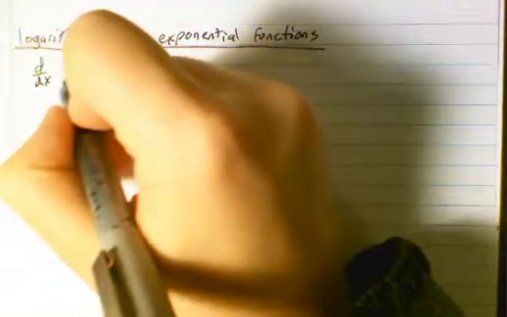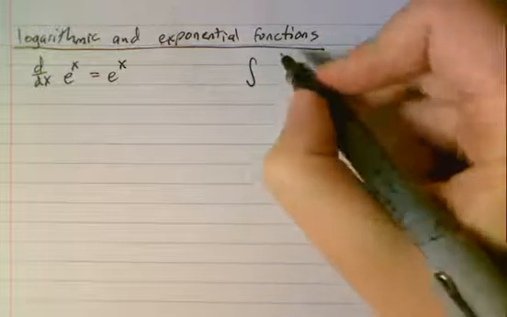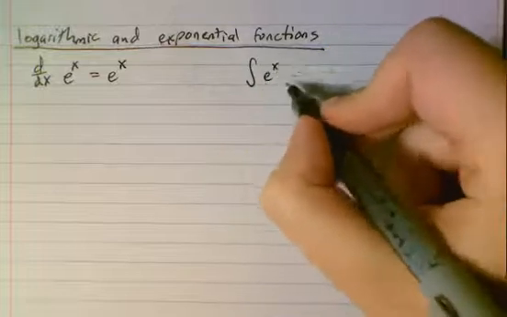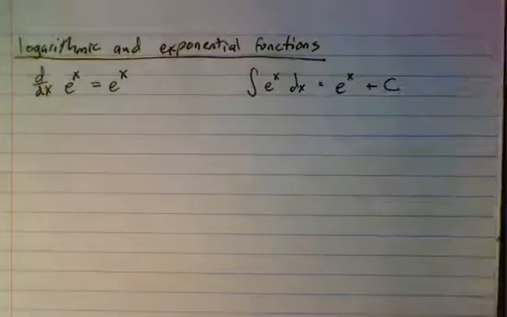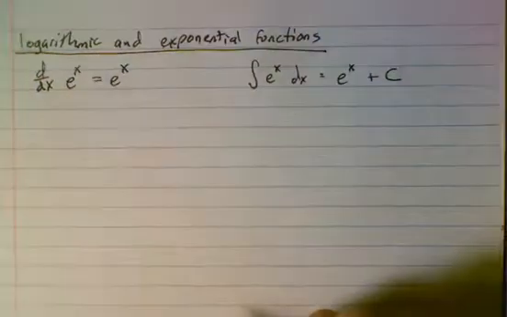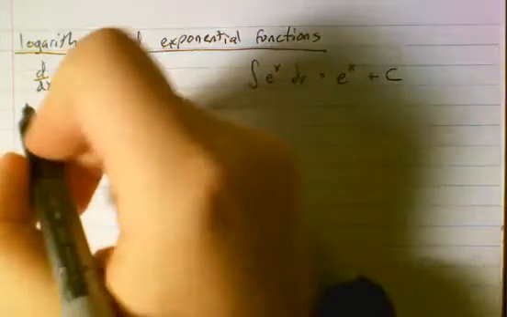We remember that the derivative of e to the x was just e to the x. So that makes the antiderivative really easy too. The antiderivative of e to the x is just e to the x. Remember that plus c. Now here are the ones that are most easily confused.